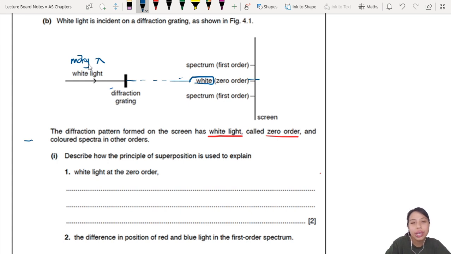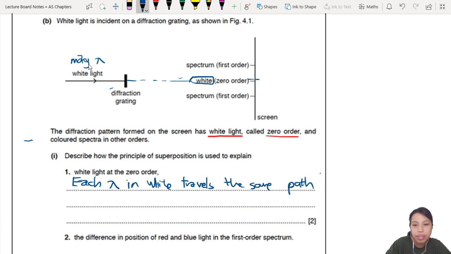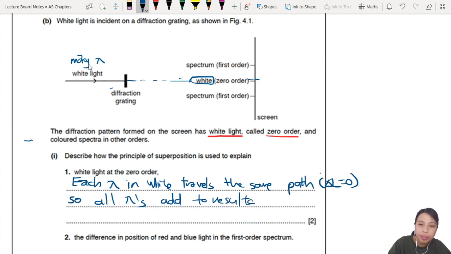Okay, so describe how you can explain white light at 0. Why is it white here? And the rest all got color. The rainbow comes out, remember? So you want to say each wavelength in your white light travels the same path difference. Travels the same path, or you say 0 path difference. And therefore, all your wavelengths add up together to become your resultant displacement. And this resultant displacement is all constructive. So I just make a note here, constructive interference.